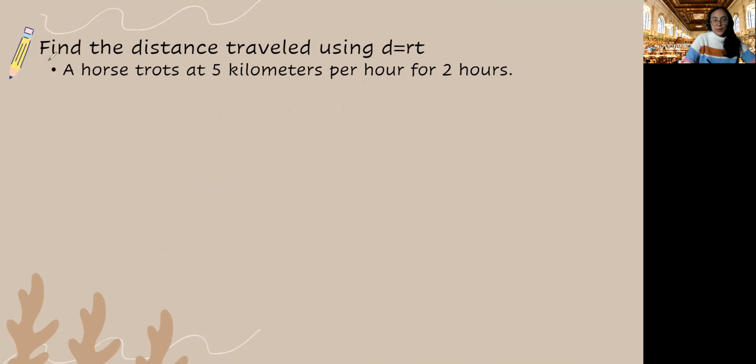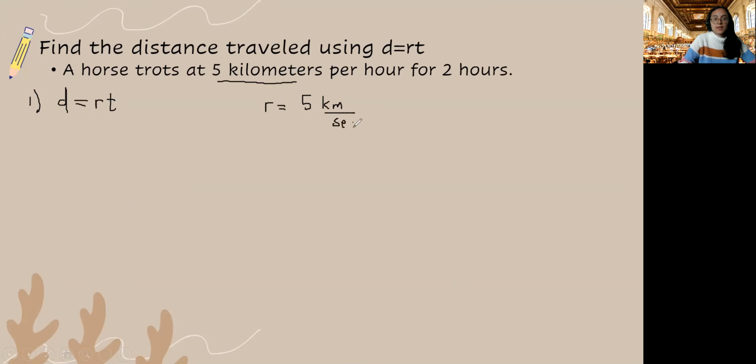So for this example, we have a horse. A horse trots at 5 kilometers per hour for 2 hours, and we're asked to find the distance. So what is the first step? What are we going to write down first? The distance formula. Okay, so we're going to write d is equal to r times t. Now what are we going to do? We're going to extract our information. So what is the rate? What is r?